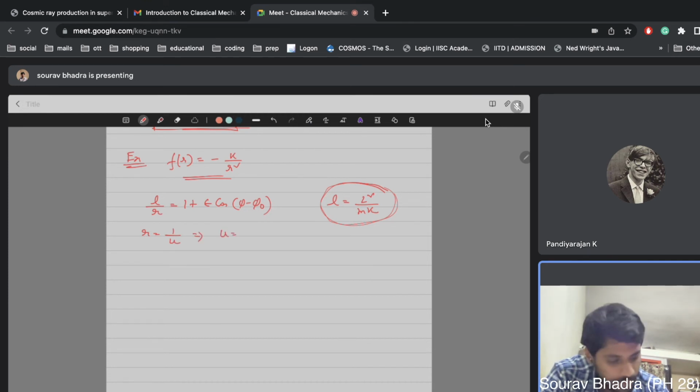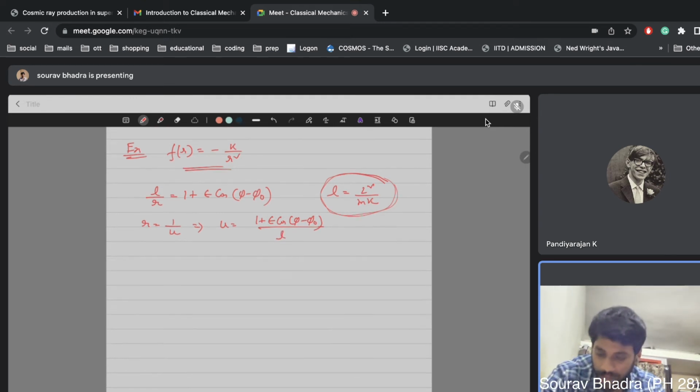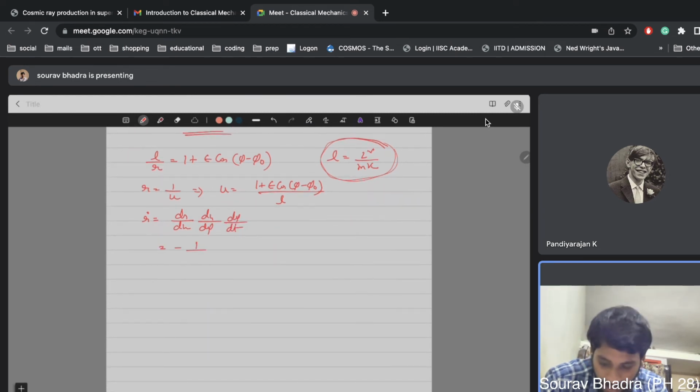And your u is 1 plus epsilon cos of phi minus phi 0, divided by L. Now r dot is minus, should I write it again, dr du d phi dt. That means minus 1 by u square du d phi dot, and if you do all the things, it is same as before, L by m du d phi.